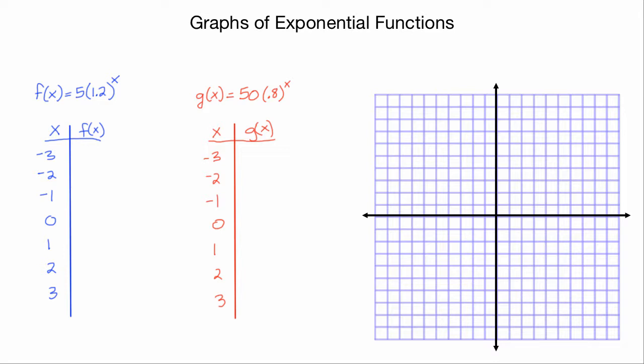So we've got two functions here. We've got a blue function, f of x equals 5 times 1.2 to the x power. And we've got g of x equals 50 times 0.8 to the x power. And we're going to take both of these exponential functions, they're exponential because my independent variable is the exponent, and we're going to see what the graphs of both of these functions look like.